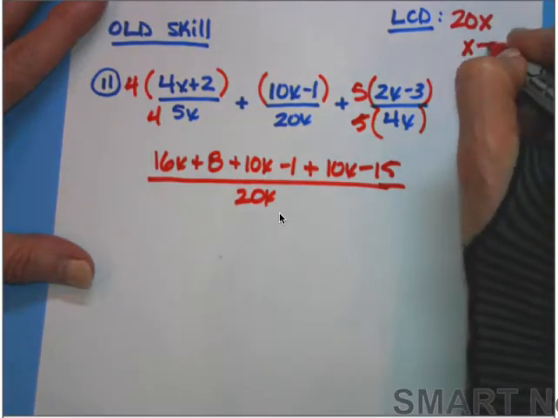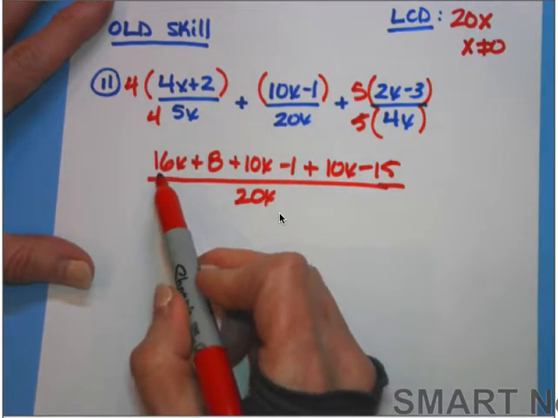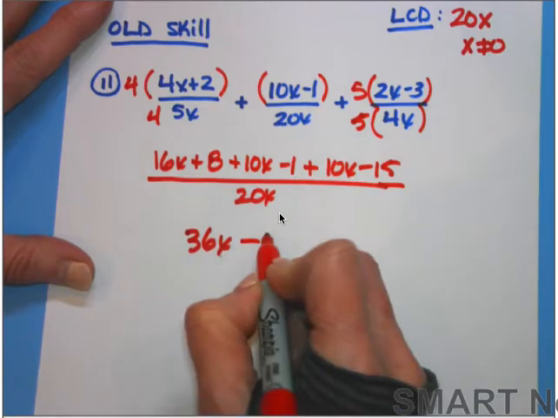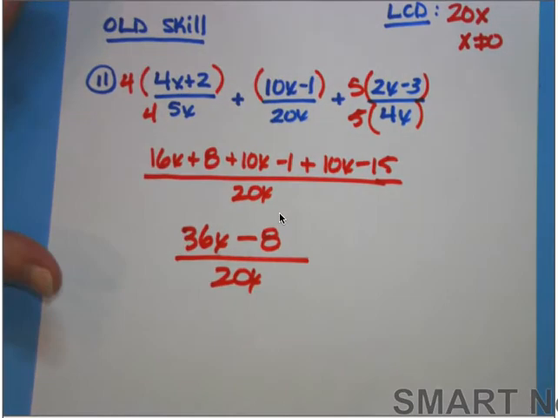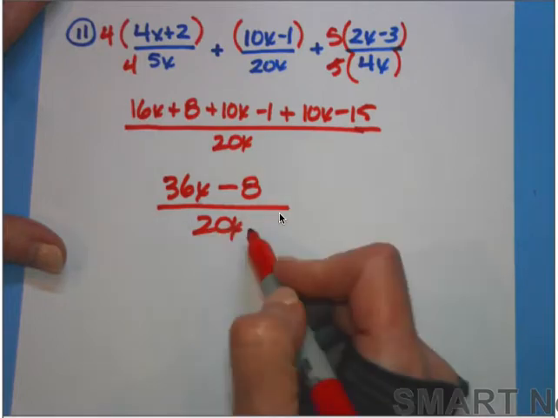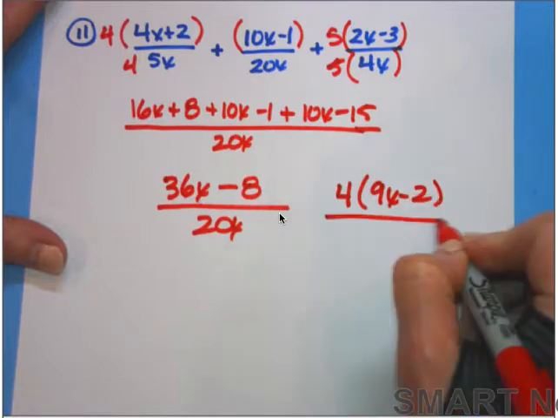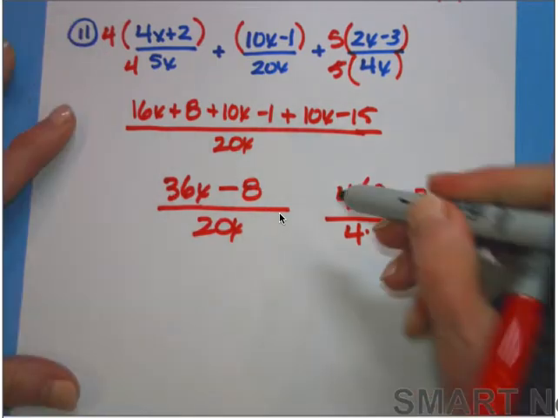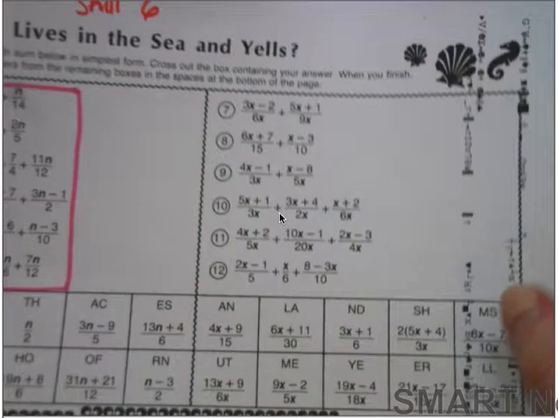X would not be allowed to equal 0 in this problem if you had to list an excluded value. Now you're combining like terms. So you're going to have 36x minus 8 over 20x, and then analyze for factors that can be divided out of the problem. 4 is a common factor across the board. So I would divide the common 4 out of the problem, and the simplified answer would be 9x minus 2 over 5x. That's the only sample that I'll do from this particular problem set.